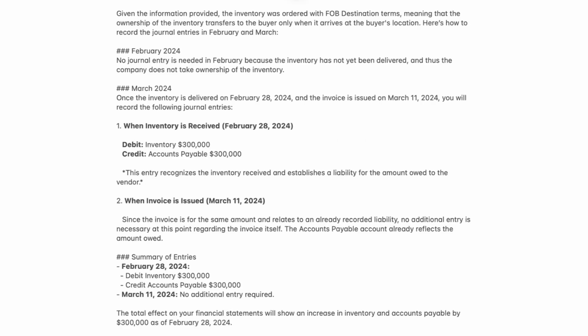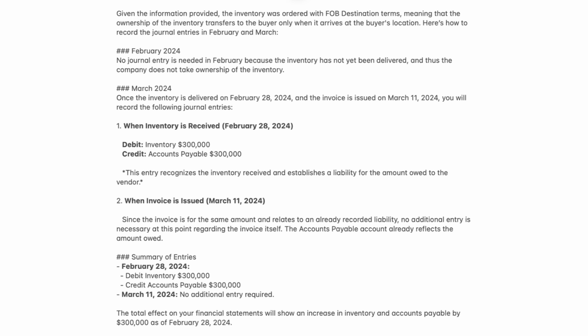Given the information provided, the inventory was ordered with FOB destination terms, meaning that the ownership of the inventory transfers to the buyer only when it arrives at the buyer's location. Here's how to record the journal entries in February and March. February 2024. No journal entry is needed in February because the inventory has not yet been delivered, and thus the company does not take ownership of the inventory.